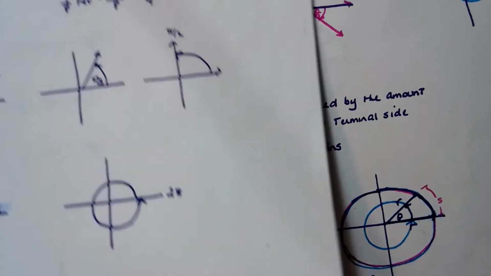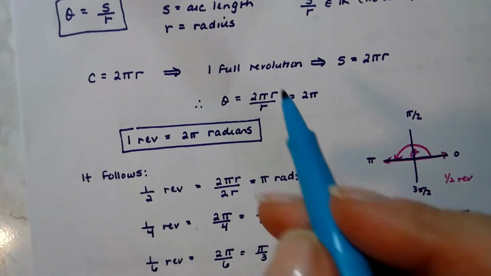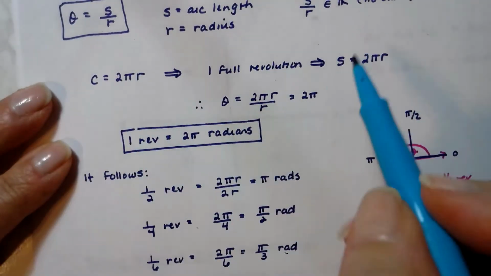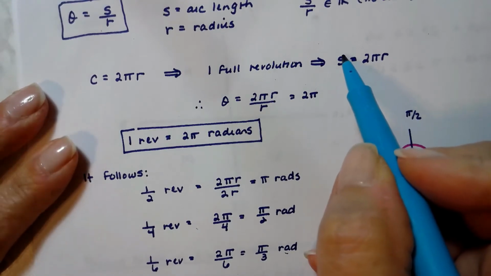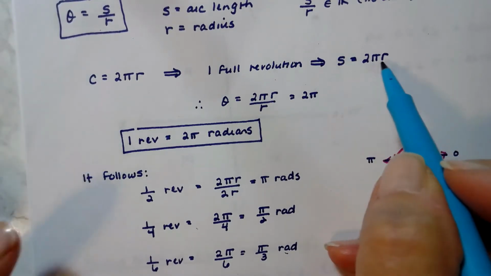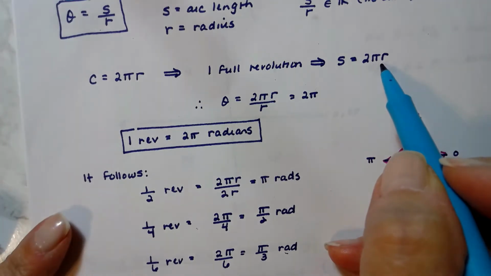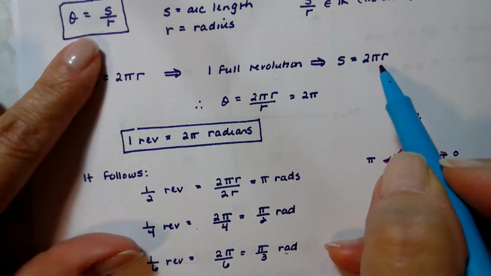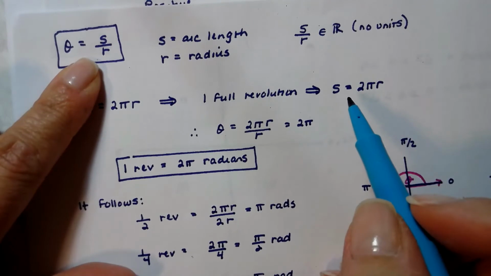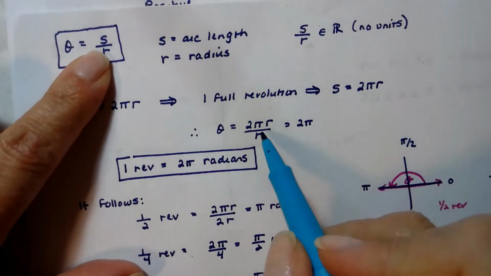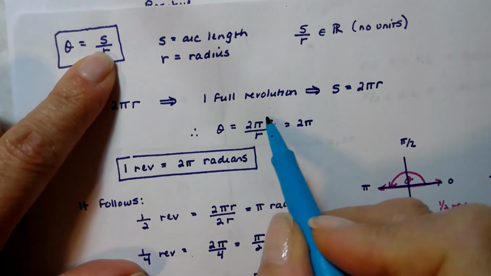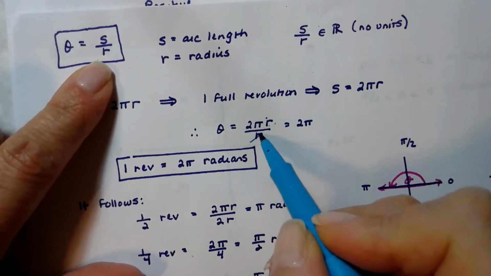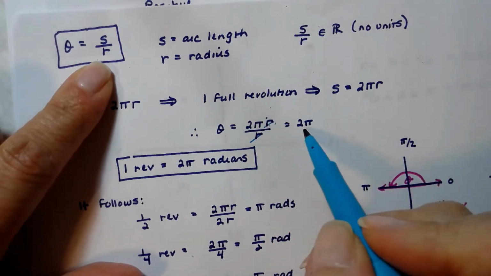So that would be my arc length, the whole distance around the circle. So I can replace this C with S to represent 1 full revolution. So I can say the length of an arc for 1 full revolution is 2 times pi times r. So taking this formula here, I can say that S is 2 pi r, so I'm just replacing S with this thing, divided by r, and here the r's will cancel, so I get 2 pi.